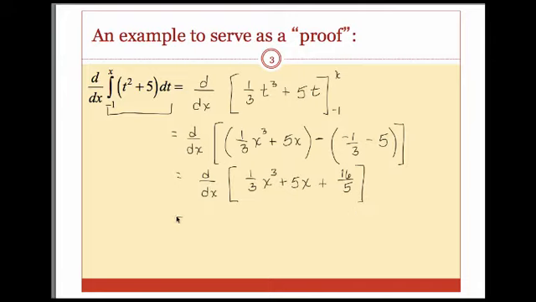All right, so now we want to do the derivative of that. Derivative of 1/3 x cubed, of course, is going to be x squared. Derivative of 5x is going to be 5. Derivative of the 16/3, of course, is just 0. So we end up with x squared plus 5, which, geez, is the same as our integrand with that x in there.